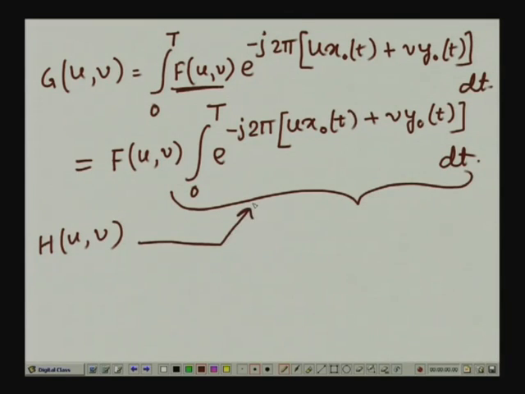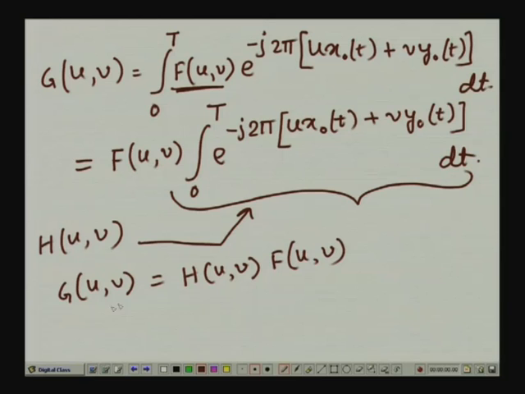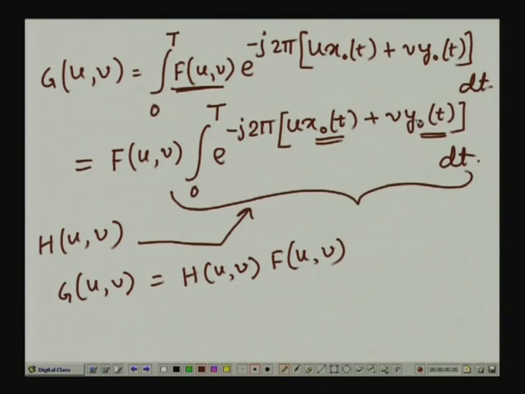then I get the expression G(u,v) equal to H(u,v) into F(u,v). So, here the degradation function is given by the integration of this particular expression, and in this expression x0(t) and y0(t) are the motion variables which are known. If the motion variables are known, then using their values, I can find out the degradation function, and using that I can go for the degradation model. So, I know H(u,v), I know G(u,v), and from that I can find out the restored image F(u,v).